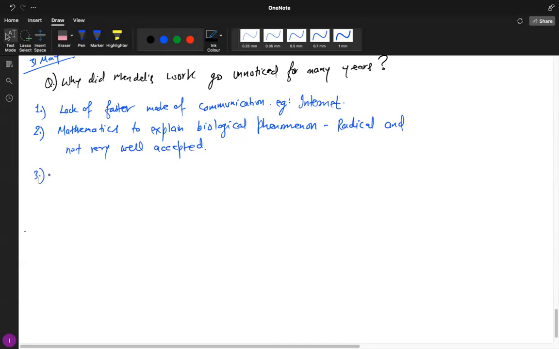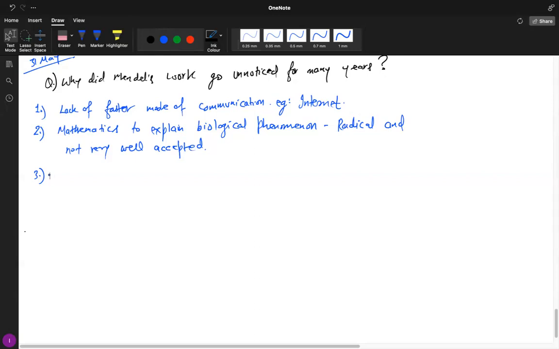Anything else you think could be the reason? Also, that Mendel was not a scientist at that time. Sorry, Mariam, come again, be a little louder. It can be that Mendel was not a scientist at that time. Mendel was not a scientist. So what do you mean by not a scientist at that time?